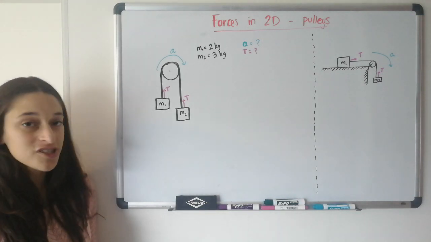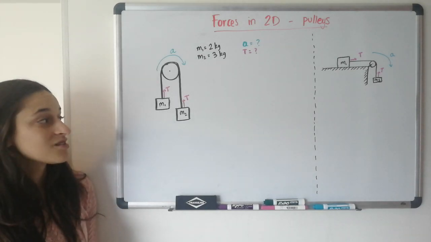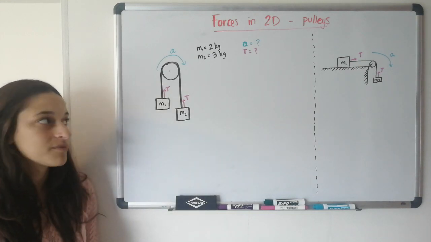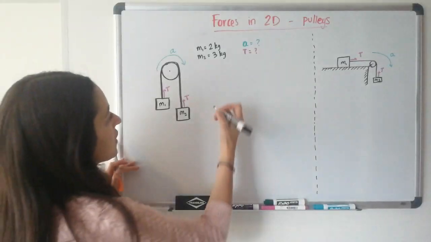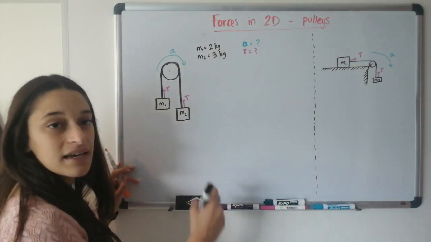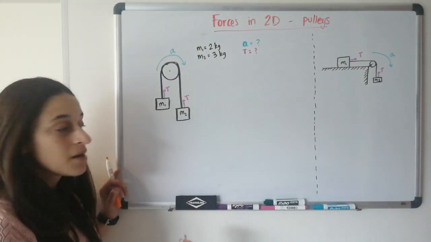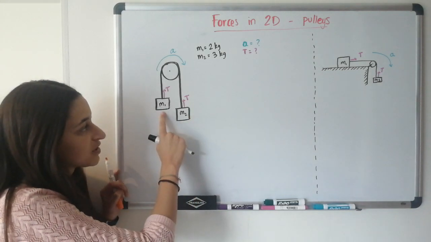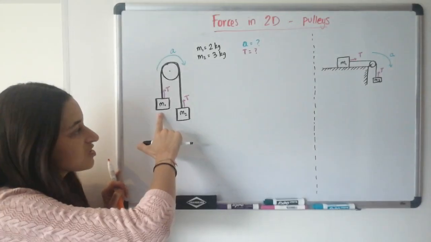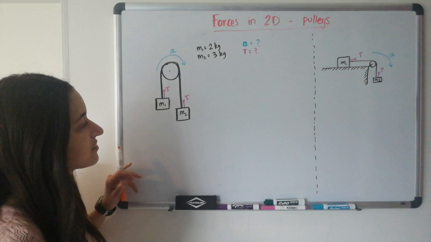So what we need to do first is, as always, to make our free body diagrams. In this case, because we have two objects, we're going to need two free body diagrams. So we can do them side by side. We are given numbers now. So mass 1 is 2 kilograms and mass 2 is 3 kilograms. Because this one is heavier than this one, we know that it is going to go to the right. If this one was heavier, it would go to the left. But in this case, it's going to accelerate to the right.